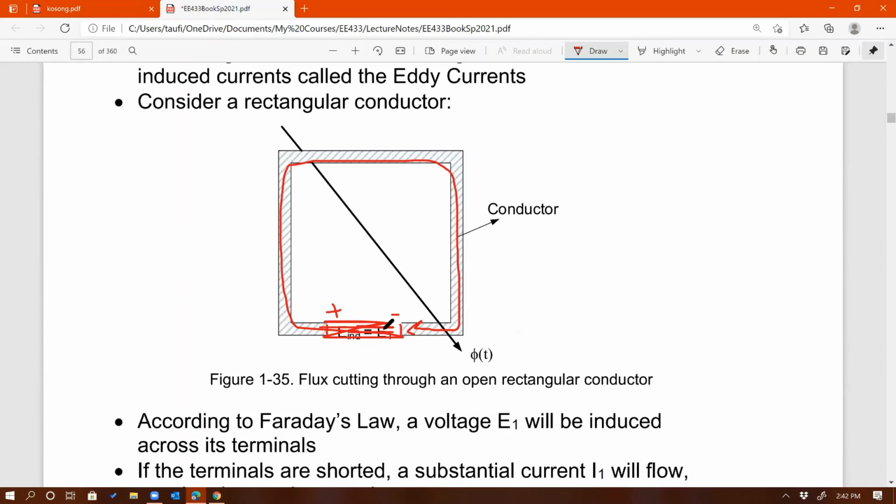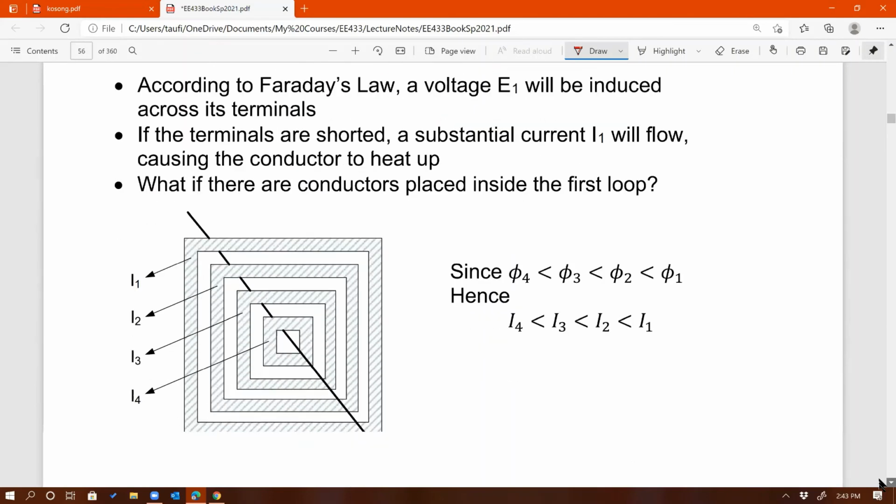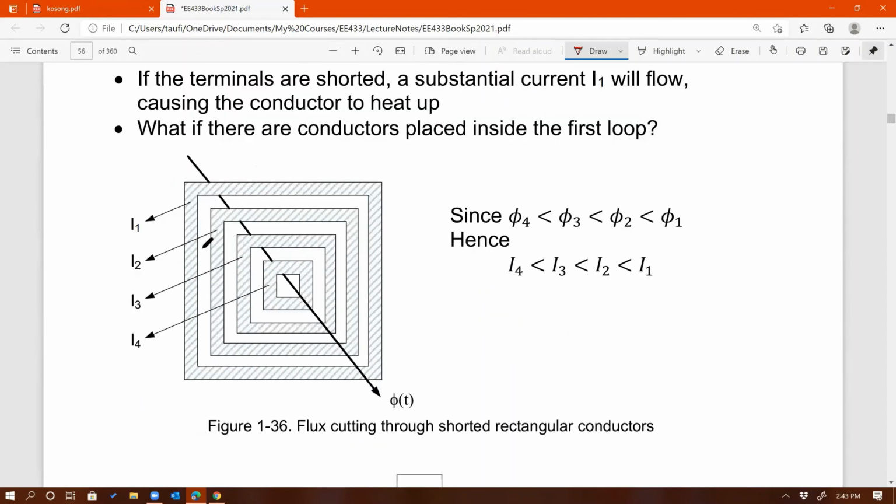Because even with this small conductor, this conductor can heat up because of this current, okay? So then what if I add more rectangular conductors inside that big one, such as number 2 right here, number 3 right there, number 4 right there, and the same flux? What are you going to get?